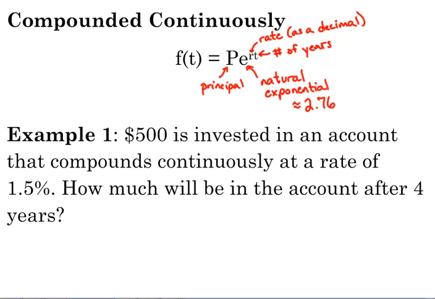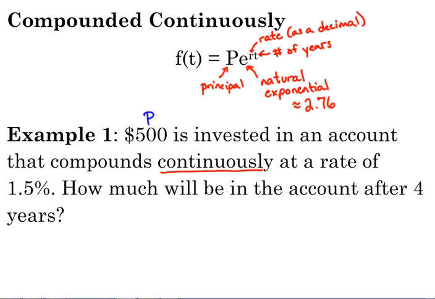So P e to the rt, that's the formula you use when the word continuously is involved in the word problem. So this first example says $500 is invested in an account that compounds continuously. So I know that I'm using P e to the rt. That's the only time I use this formula. Any other time, I use the formula we were just using.